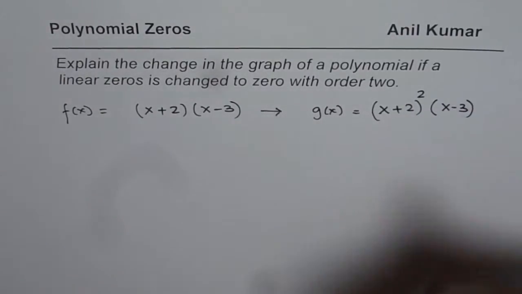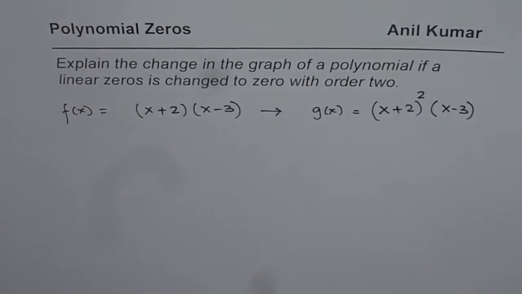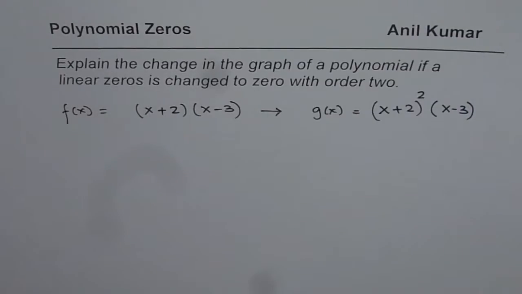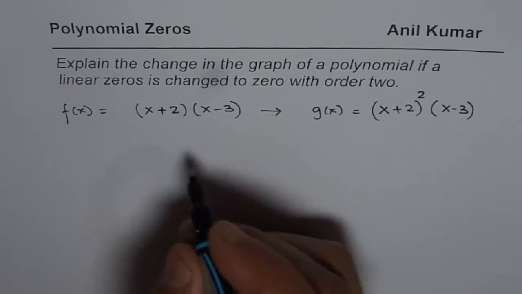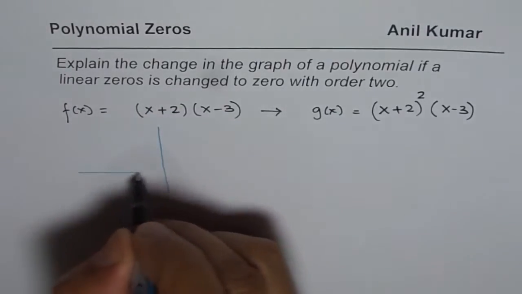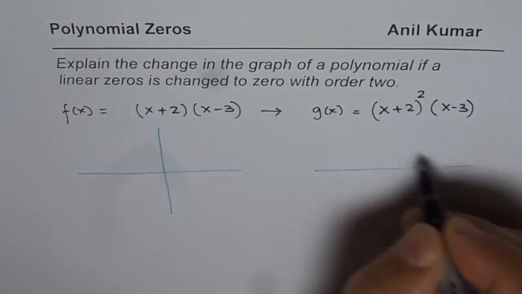Now the question is, you need to explain the changes in the graph of a polynomial when a linear zero is changed to a zero with order 2. I hope that the question is absolutely clear now. You can pause the video, answer, and then look into my suggestions. Best thing is to sketch, right? So let us sketch these graphs and see what happens.